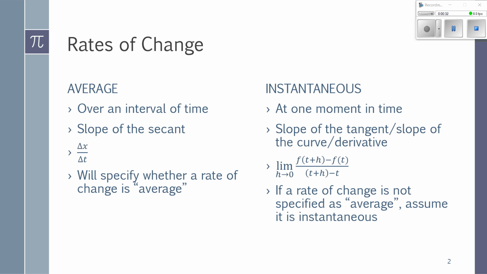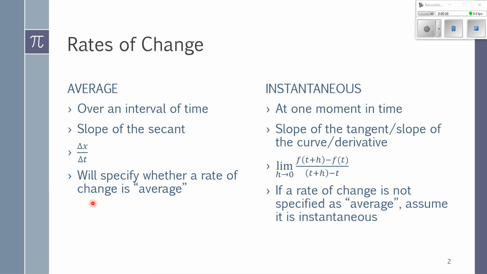Just kind of a summary of all of this. The average rate of change is always done over an interval of time. So it's never at one moment, it's over an interval of moments. Graphically, it's the slope of a secant, the slope between 2 points on a curve. And we think of it as delta x over delta t.